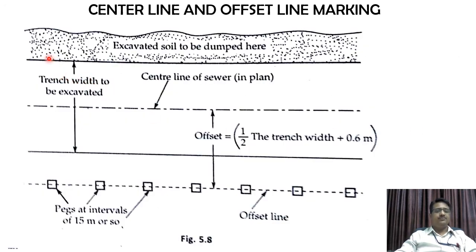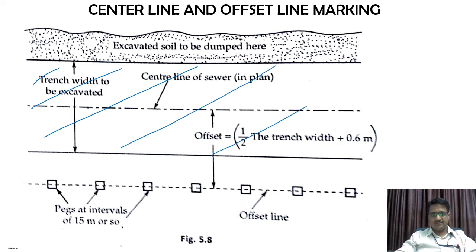You can check this out. Here we have the plan, basically. This is nothing but the trench width. Now this is the center line of the sewer in plan, and this is the offset line. You can check out that on one side they have put up the excavated soil. This is what is being excavated. This entire section is being excavated over here, and the excavated soil is being put up on this side.